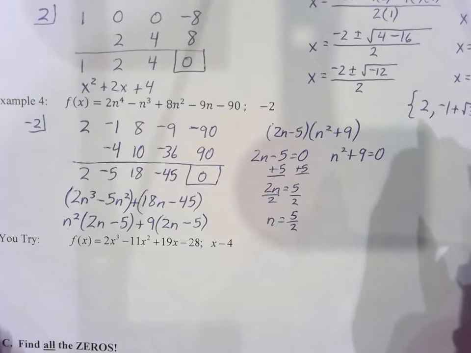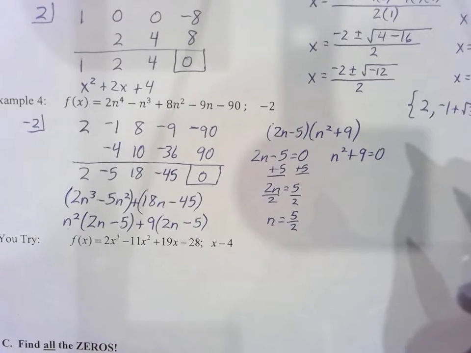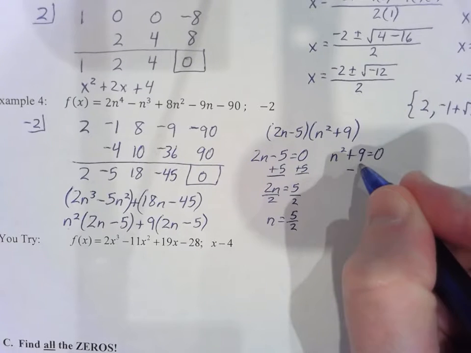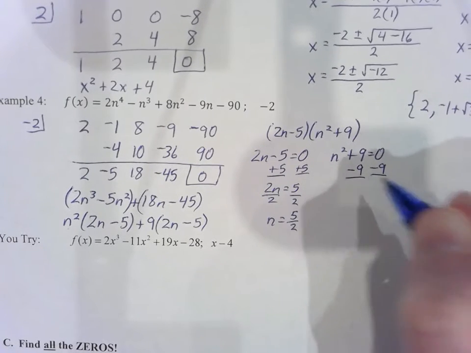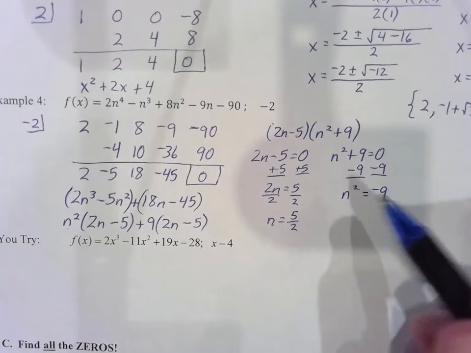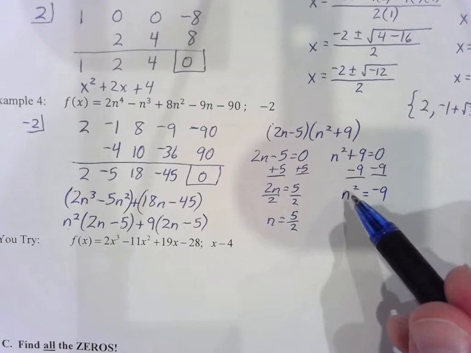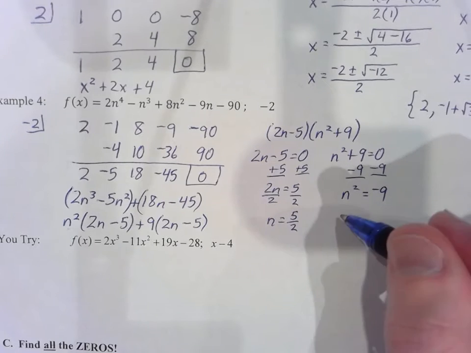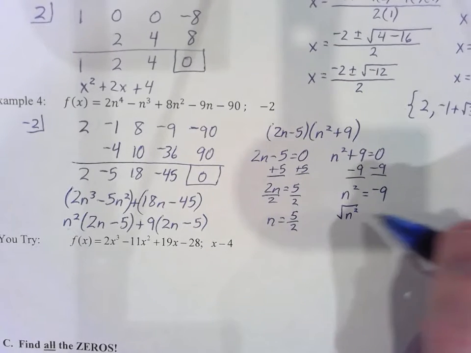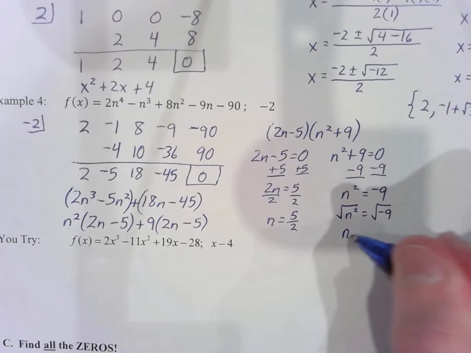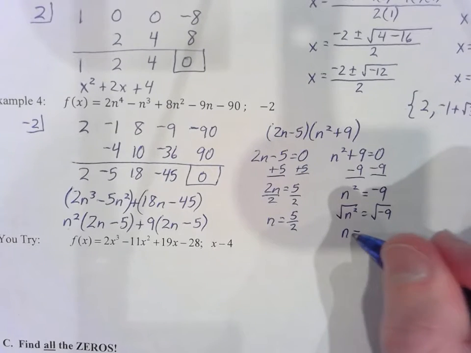So in this case, the way we can solve this a little faster than using quadratic formula, or perhaps a lot faster, is to solve for n. So the first step is to get rid of the plus 9 by subtracting 9. And so we find that n squared equals negative 9. Now the opposite of squaring something is to take the square root. And so if we do the square root of n squared and the square root of negative 9, we're left with n on the one side.